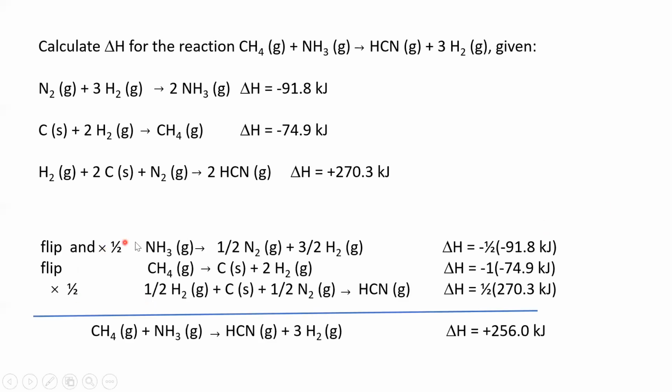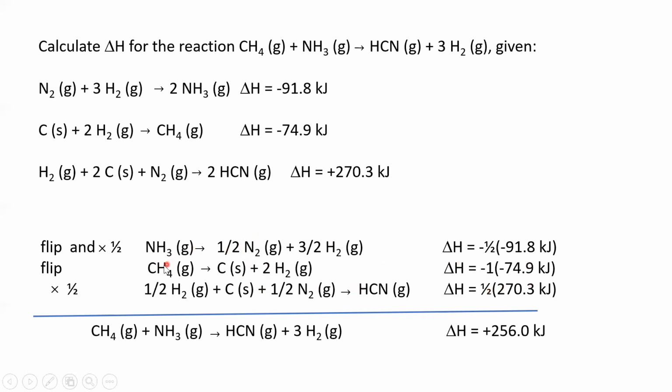All right, so we're going to take this first reaction. We're going to flip it around and we're going to divide it by 2. We're going to take the second reaction and we're going to flip it around. So we're just going to change the sign. And in the third reaction, we're not going to flip it, but we do have to divide it by 2. And again, whatever we do to the reaction, we have to do to the energy.